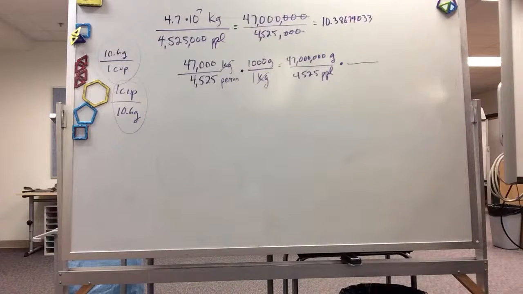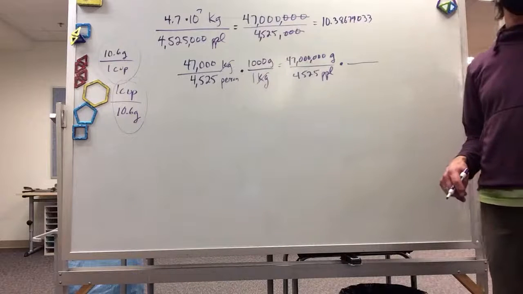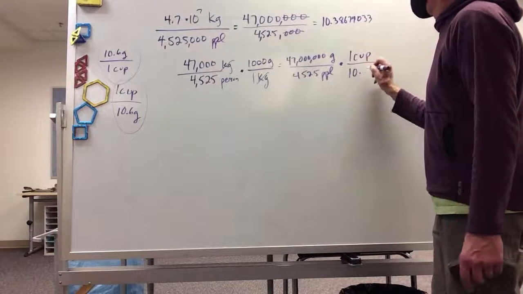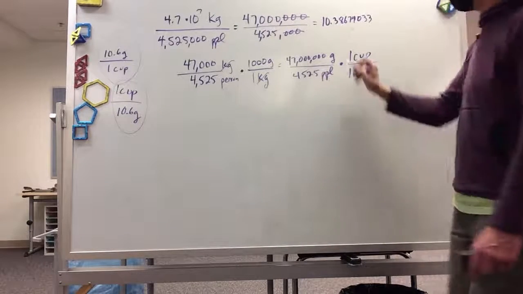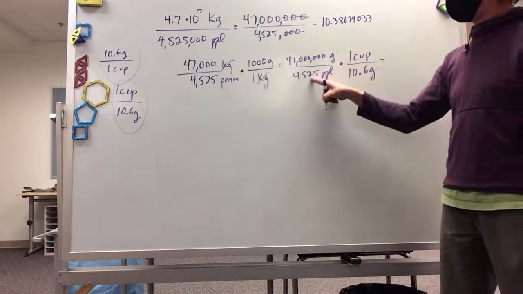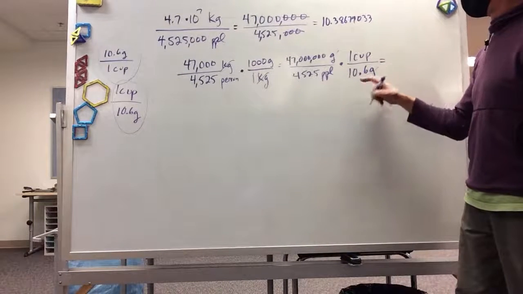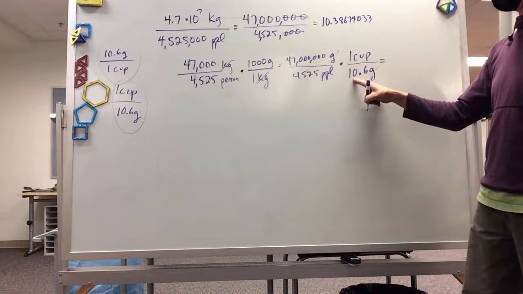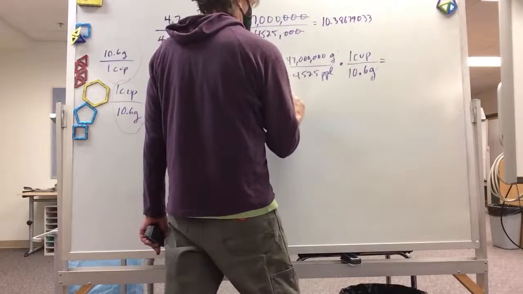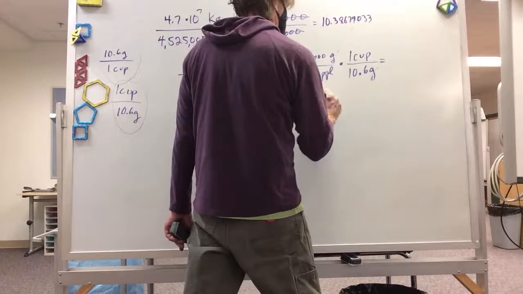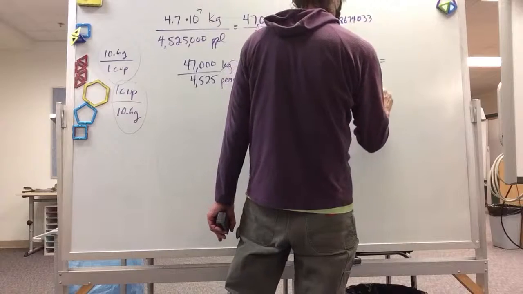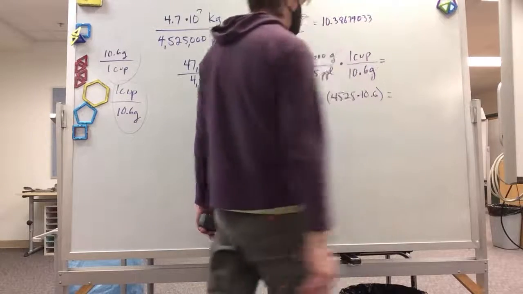So we're changing grams into cups. What did you say? The bottom one. 1 cup for every 10.6 grams. Yes, because then grams will cancel. And now you have this times 1 divided by this times this. So here's how you enter this into your calculator. 47 million divided by 4525 times 10.6 equals, what do you got?